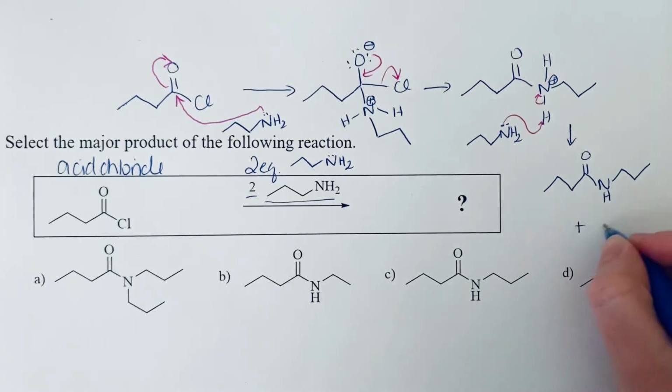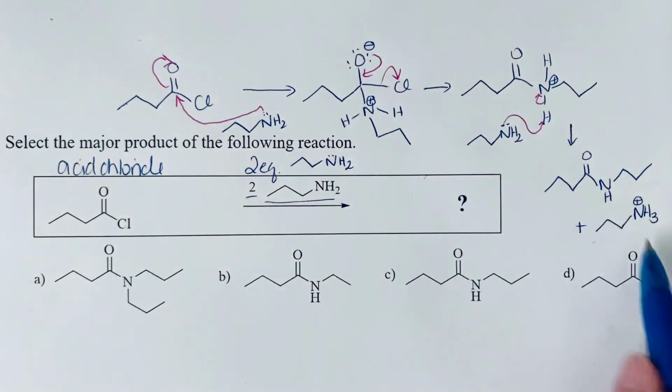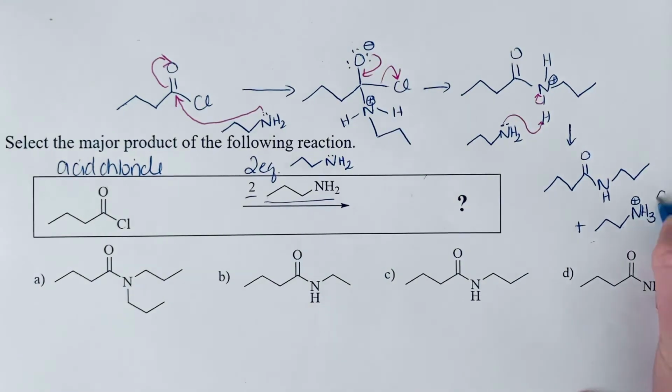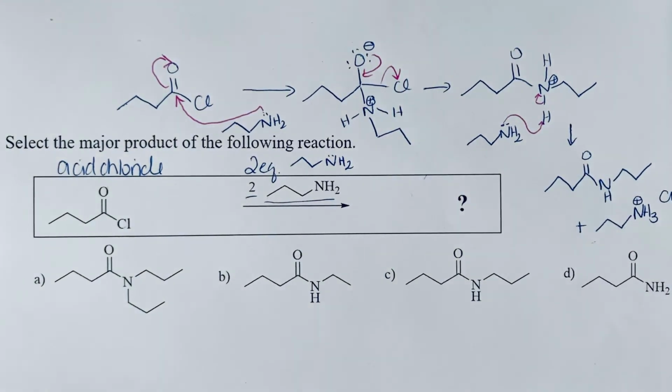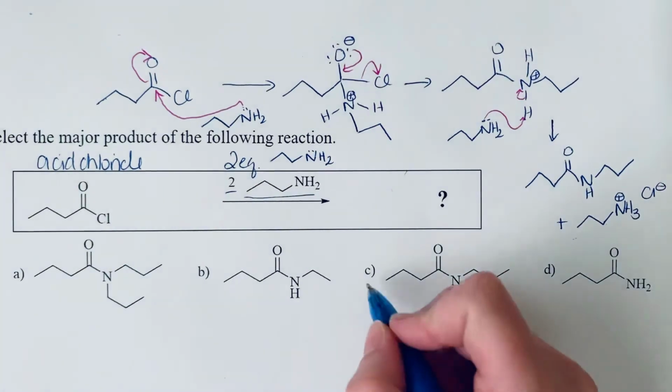And then as a byproduct of the reaction, you're going to form the ammonium salt. So you've got the other equivalent of the amine protonated, and the counter ion is, of course, the chloride that we kicked off here. So we are typically looking for the major organic product, and that's what you're being asked for in this question. So this is matching with option C.